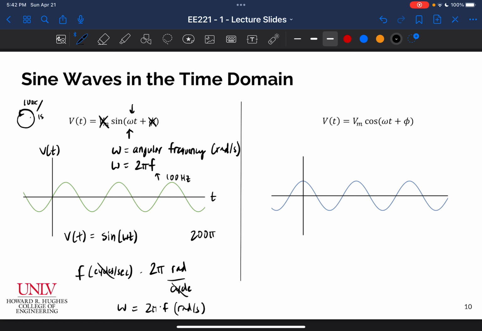What this has to do with time is, let me move over into my cosine side here, but I'm still talking about the sine wave.